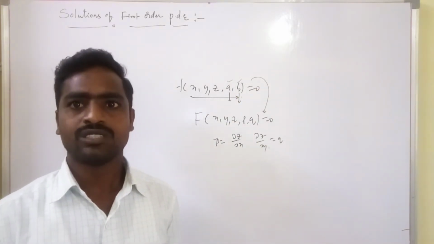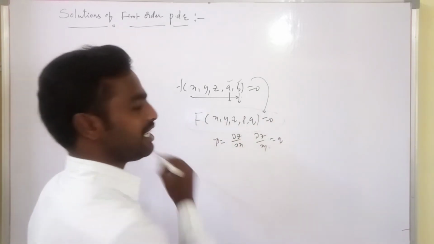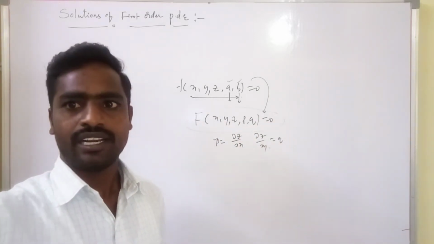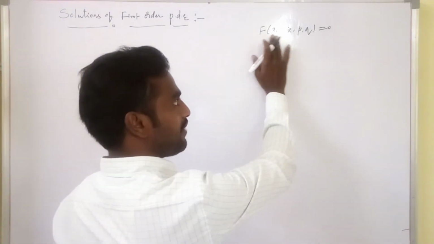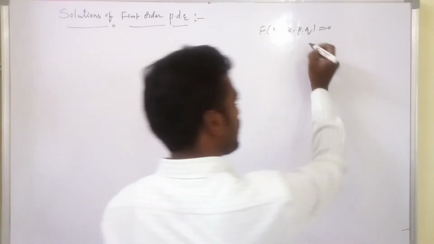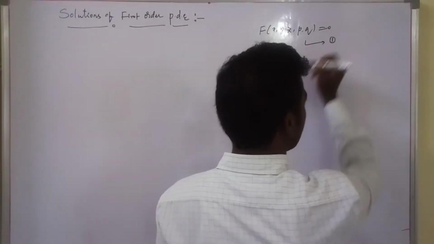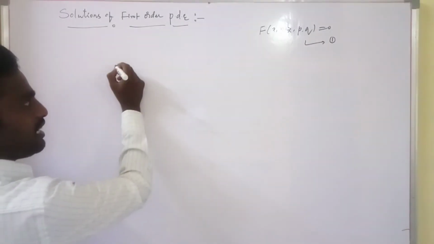So now our topic is the solution of a partial differential equation. Here is the differential equation F(x, y, z, p, q) = 0. I am representing this differential equation as equation 1.